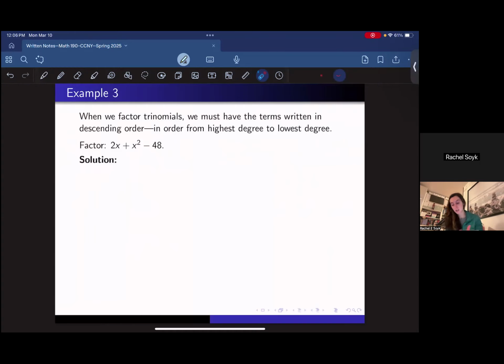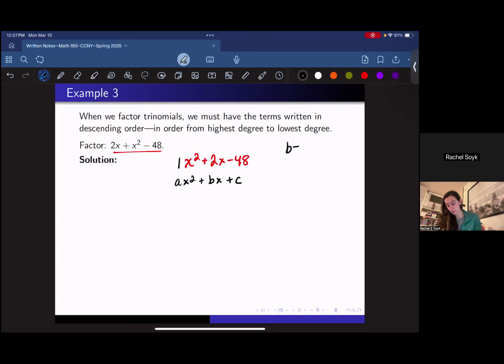We have a little notes comment at the top that says, when we factor trinomials, we must have the terms written in descending order, meaning your highest degree goes first and it goes all the way to the lowest, which in most cases will be your constant. So if we're looking at this example here, let's put it in descending order first. So we're looking at now x squared plus 2x minus 48, which is in our descending order form of ax squared plus bx plus c.